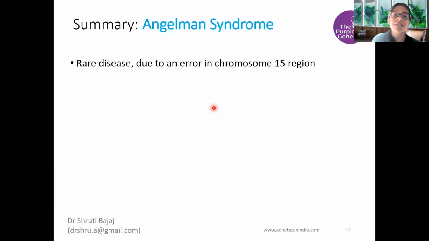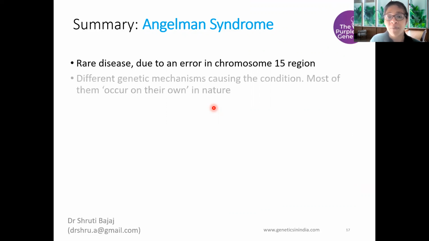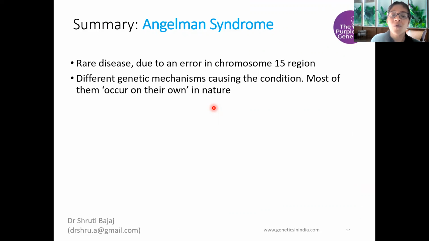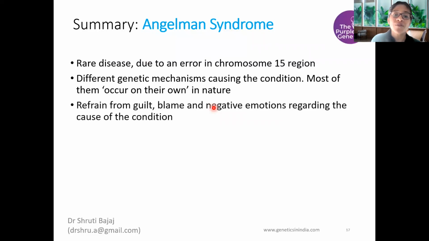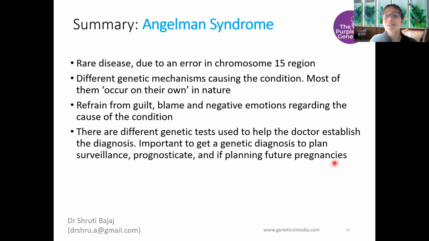I would like to summarize by saying that Angelman syndrome is a rare disease caused due to an error in the chromosome number 15 region. Remember, there are different genetic mechanisms causing this condition. Most of them occur on their own in nature. And for this category, the risk of recurrence is less than 1%. Please refrain from guilt, blame, or negative emotions regarding the causation of Angelman syndrome. Remember, there are different genetic tests which can help your doctor to establish the diagnosis. Do cooperate with your physician.